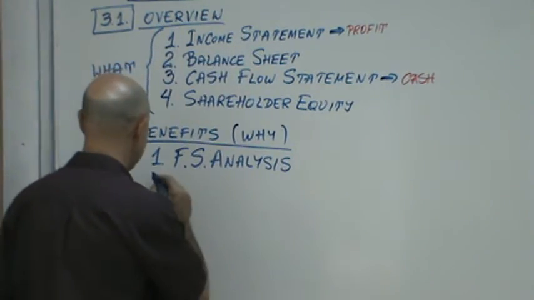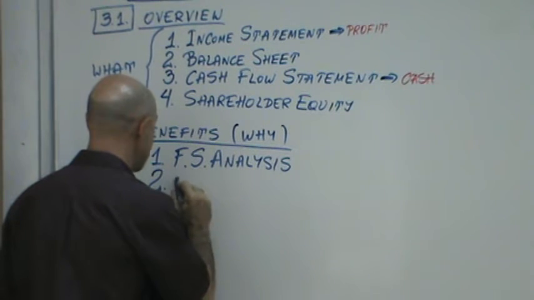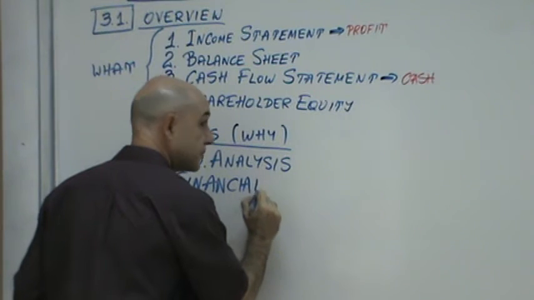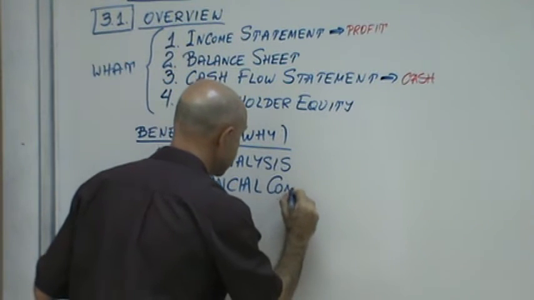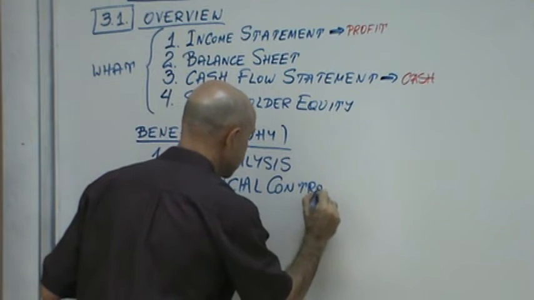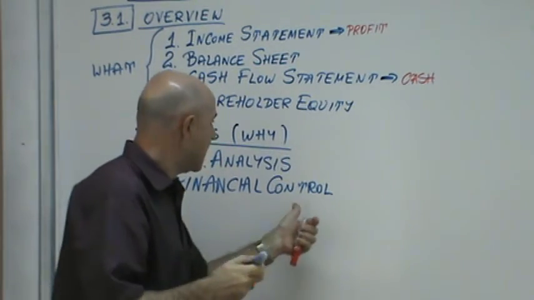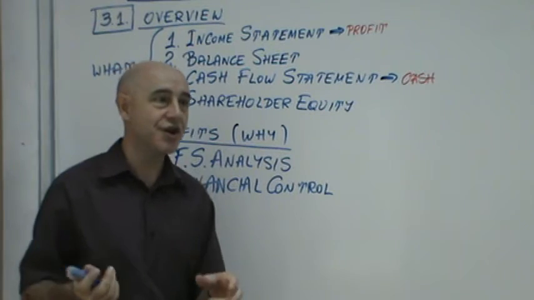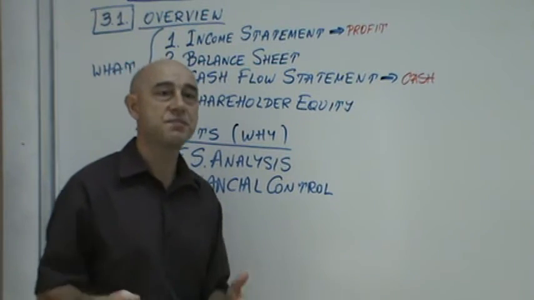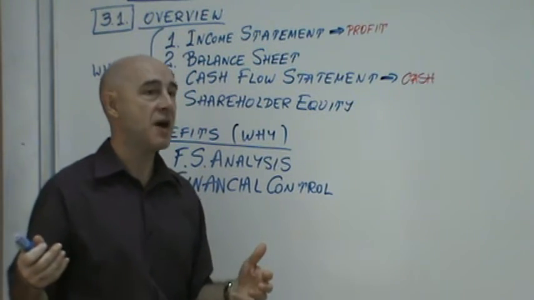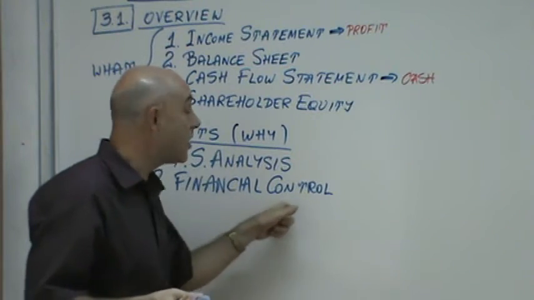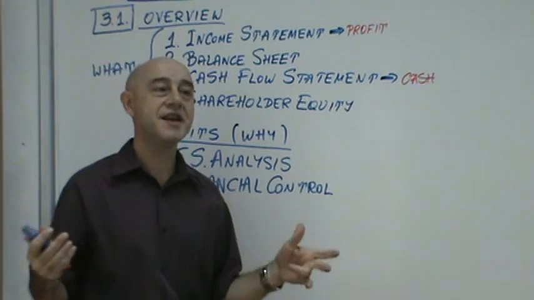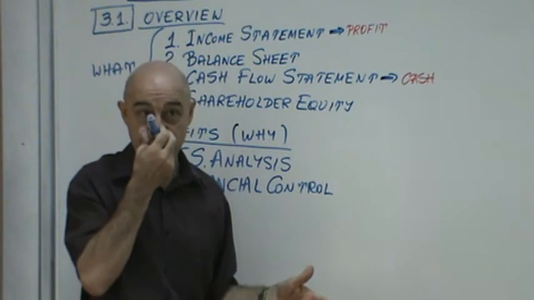Number two, financial control. Financial control is watching how you spend your money. Financial control is watching and being careful about wasting money, okay?